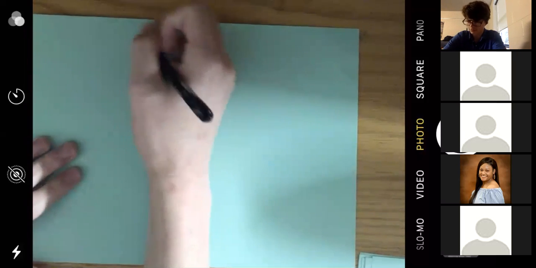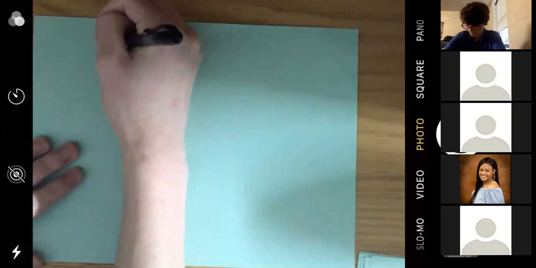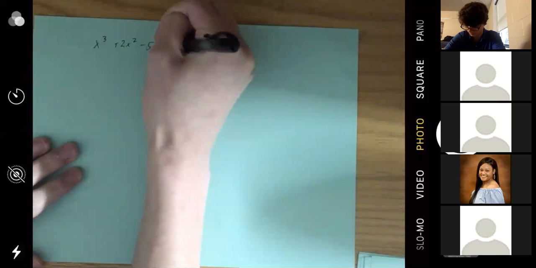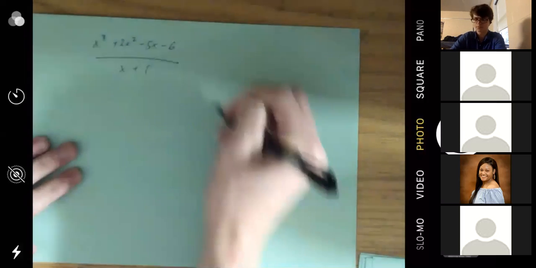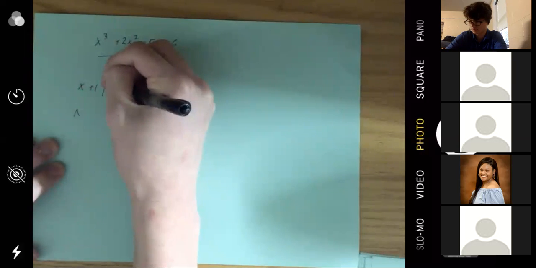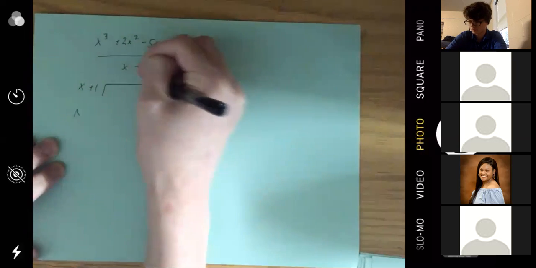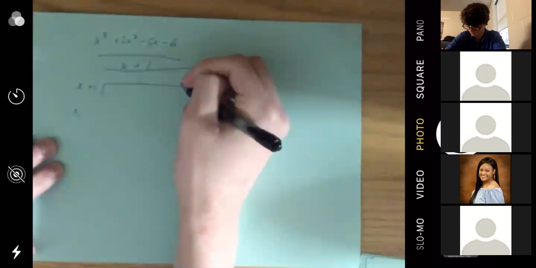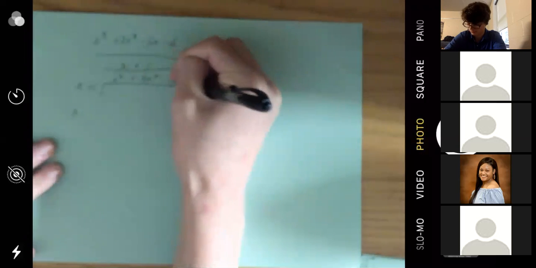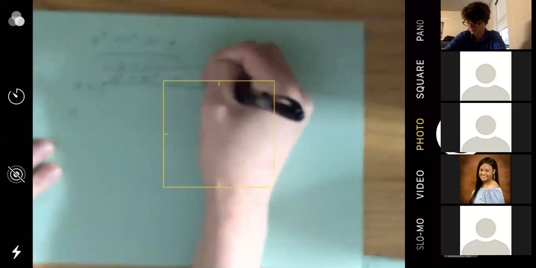Okay, so this one wants us to divide x cubed plus 2x squared minus 5x minus 6 by x plus 1. I'm going to set this up: x plus 1 on the outside, and I have the x cubed plus 2x squared minus 5x minus 6 inside.